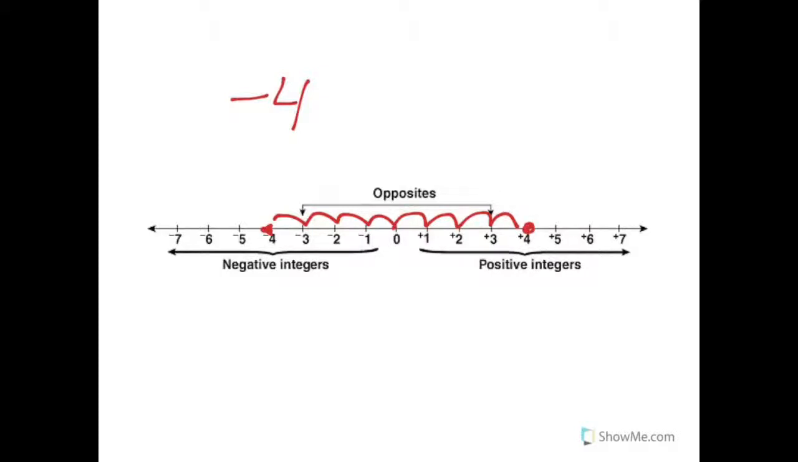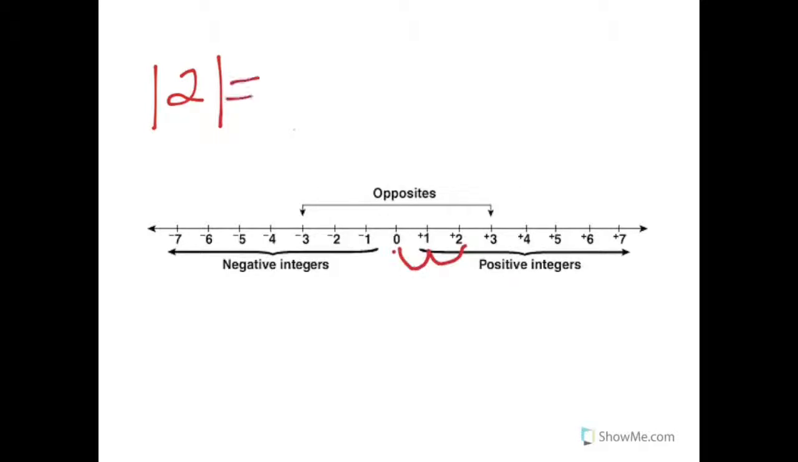Okay? Let's talk about absolute value. The absolute value of an integer is its distance from 0 on a number line. The symbol for absolute value looks like this, and you'd have the number in between. So if I asked you, what is the absolute value of 2, you would see that 2 is 1, 2, so the absolute value is 2. It's 2 units away from 0 on the number line.